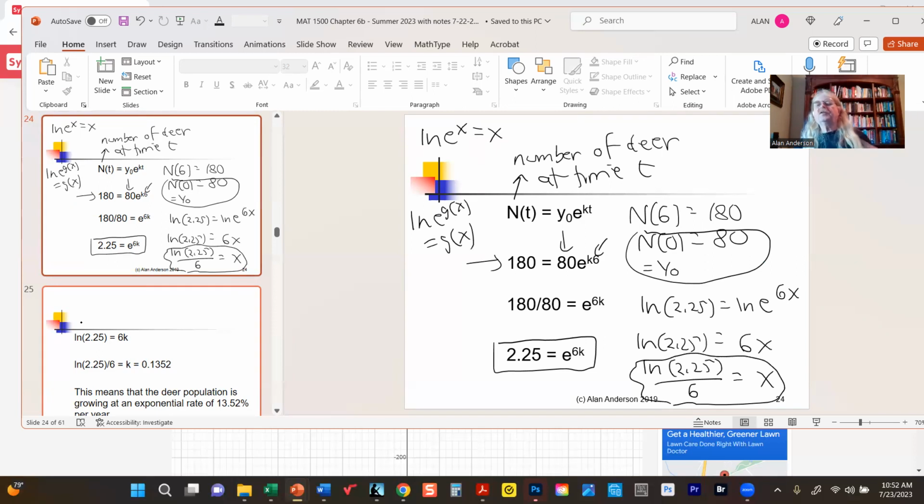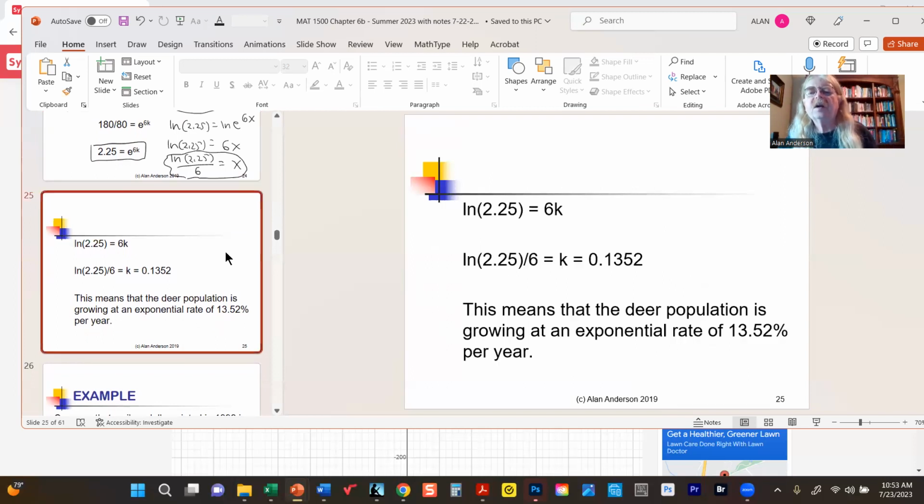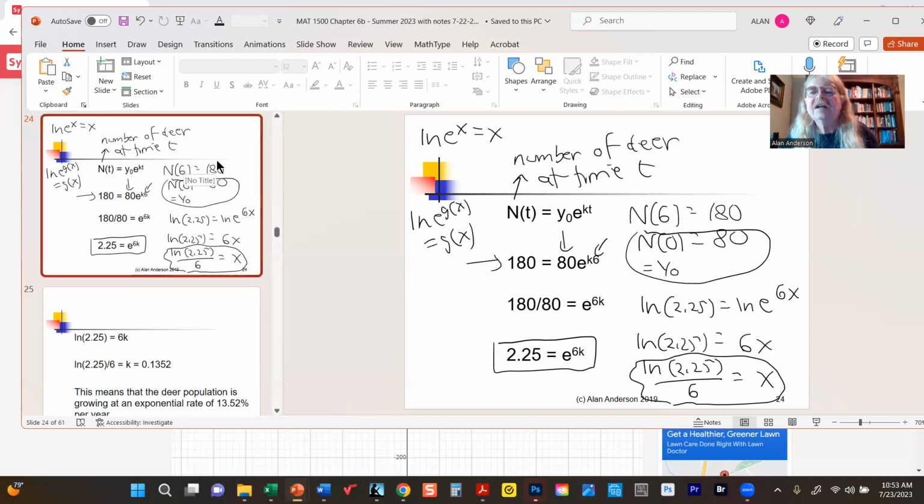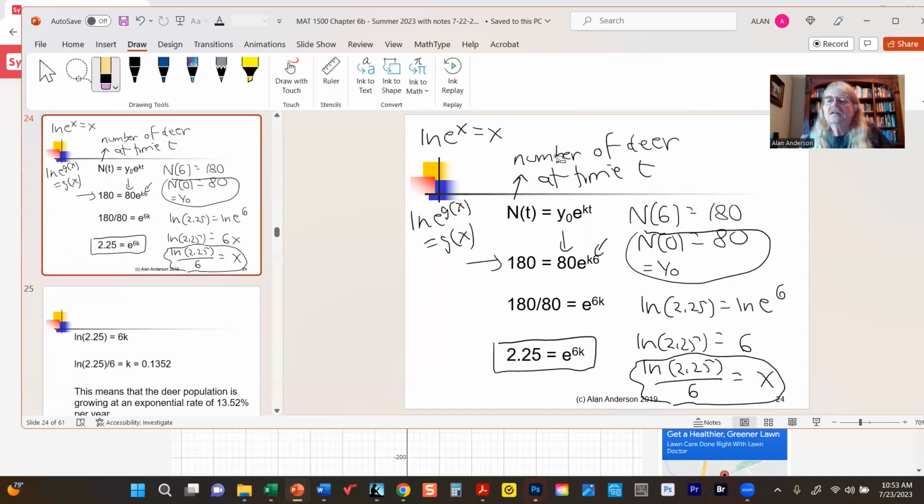That's how fast the deer population is growing over this period. So you can see on the next slide, that works out to be approximately 13.52%. Actually, let me leave it there for a minute. Oh, whoops, I just realized that was supposed to be a k, not an x. I'm so used to x's. So k, the growth rate, and as you'll see on the next slide, it's approximately 0.1352, which works out to 13.52% per year.